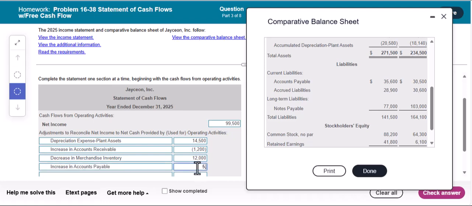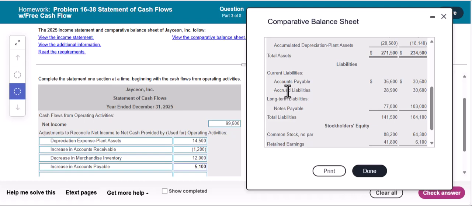So we'll go ahead and input positive 5,100 and move on to our accrued liabilities. It appears here that with our accrued liabilities, they did the opposite. They went down, from 30,600 to 28,900. And that is a $1,700 difference.